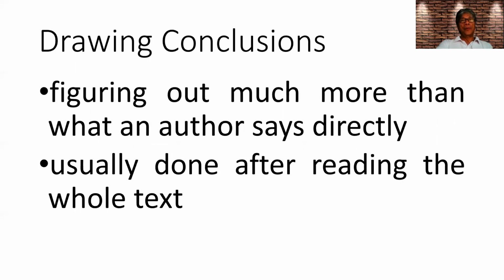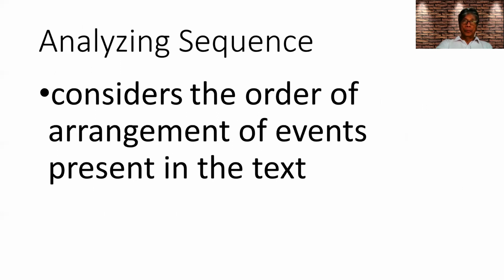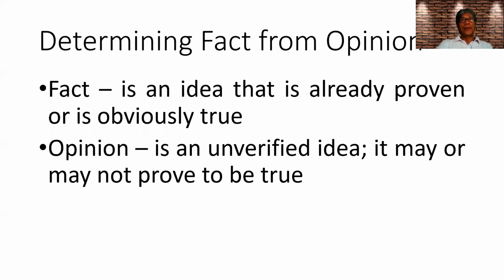Drawing conclusion: figuring out much more than what the author said directly. Usually done after you read the whole text. Yeah. Analyzing sequence: the order of the text, which one is first, which one is second, which one happened first, and so on. Opinion and fact. Yeah, this is the fact that's there, what happened there, but then the opinion of the writer. Maybe you have to check whether the opinion is verified or unverified. Is there any proof, and so on.